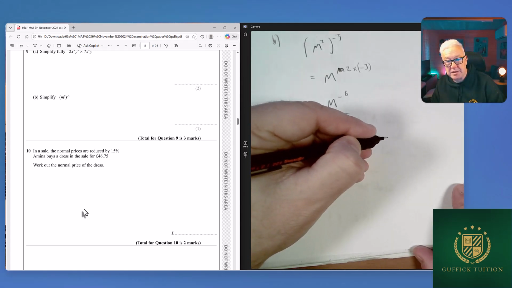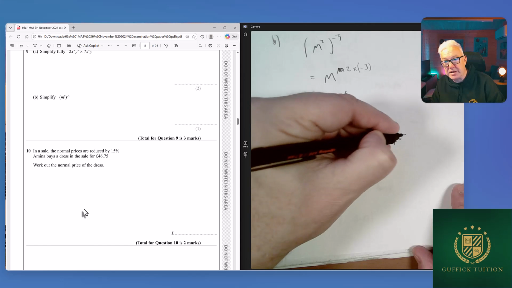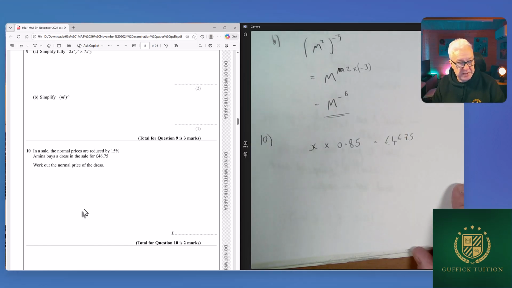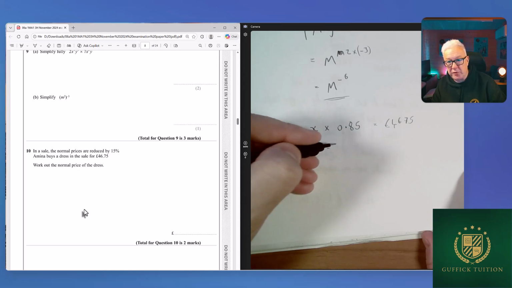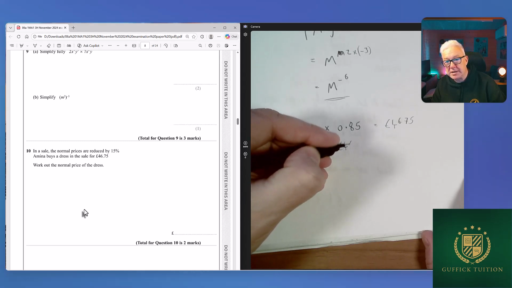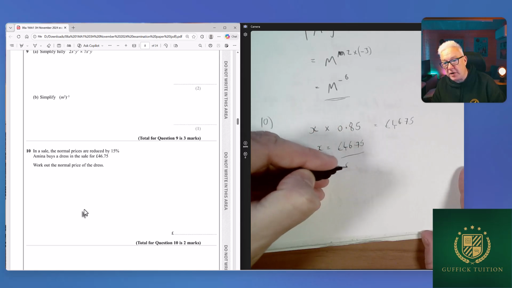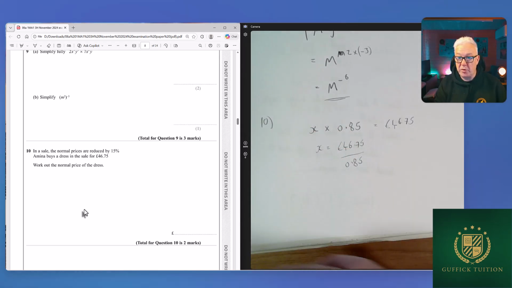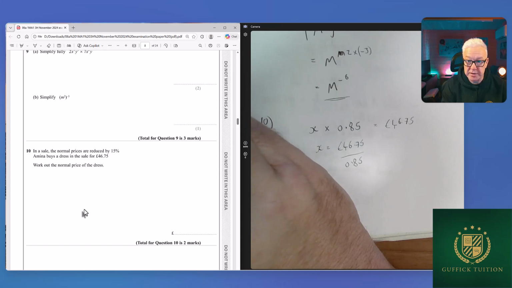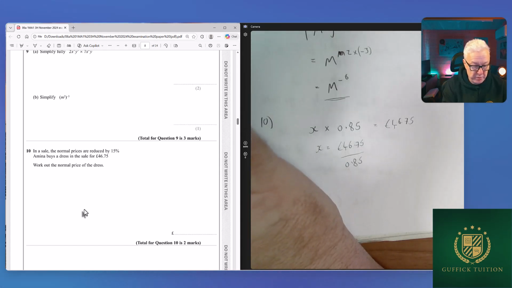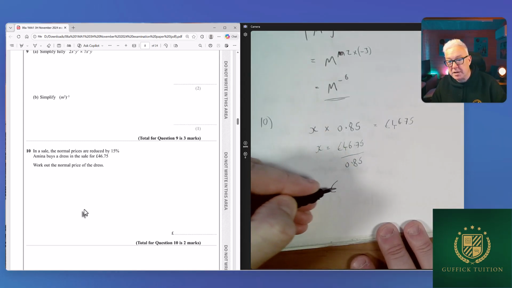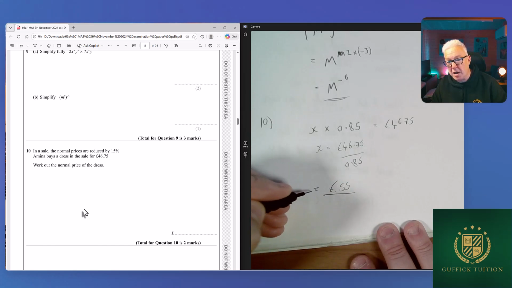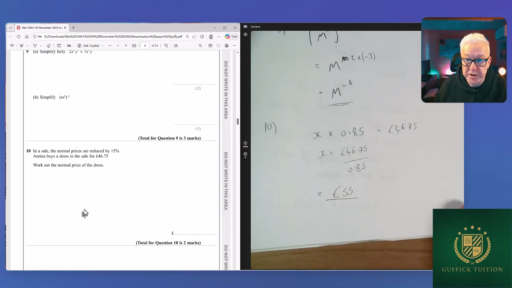And the answer to this was £46.75. So this is like a reverse percentage question. So therefore, X, we're trying to find the price of the dress before the sale, is £46.75 divided by 0.85. So let's work that out then. So 46.75 divided by 0.85, and that gives us £55. Okay, so £55 was the price of the dress before the sale.